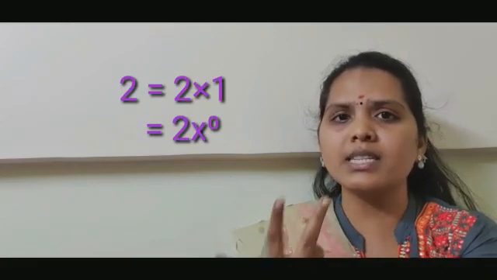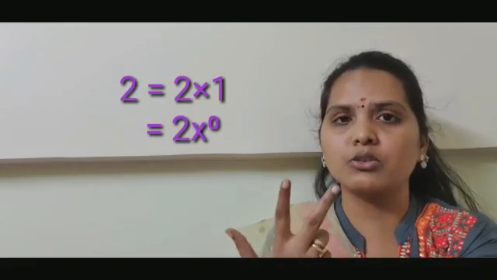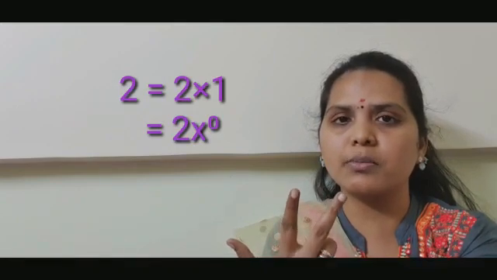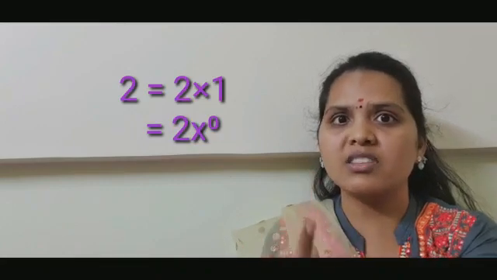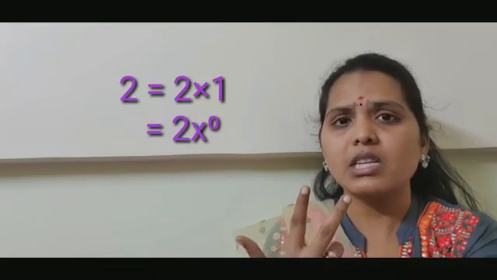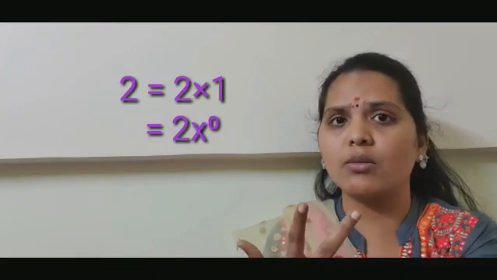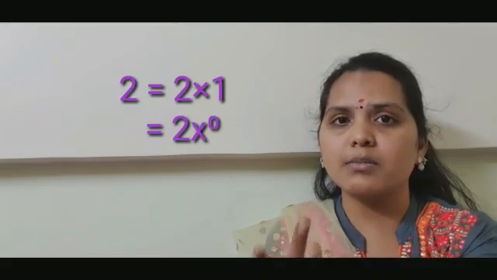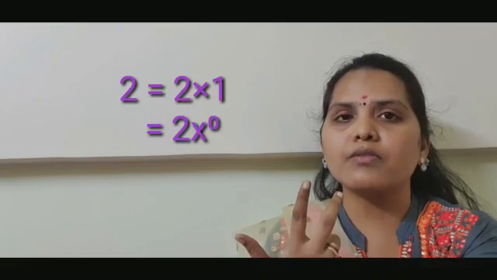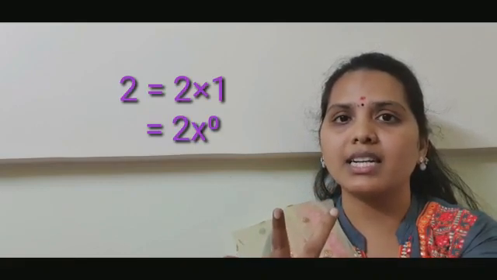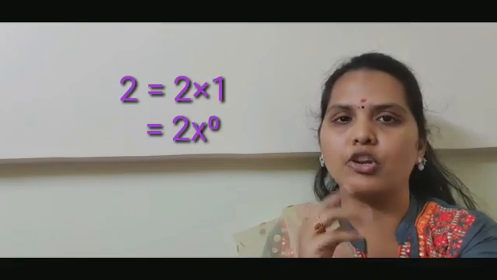So what is the degree of this expression? 2 into x to the power of 0 is an expression. It's an algebraic expression. Why? Because 0 is a rational number. So is it a polynomial? Yes, obviously. 0 is also a positive integer, you can take it as a positive integer. So 2x to the power of 0 is a polynomial. That is, 2 is a polynomial.